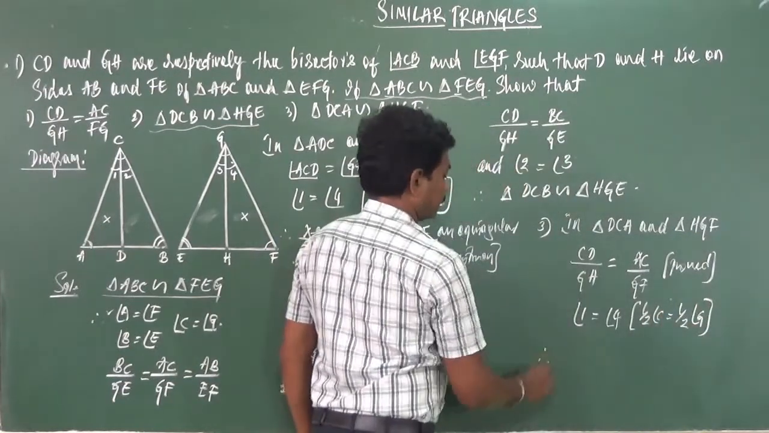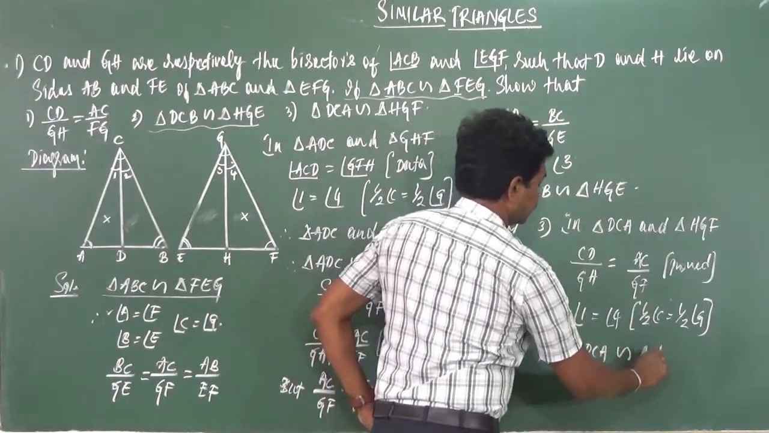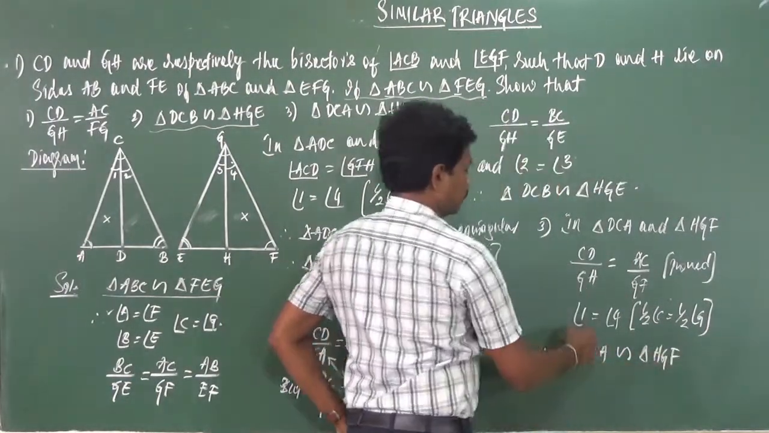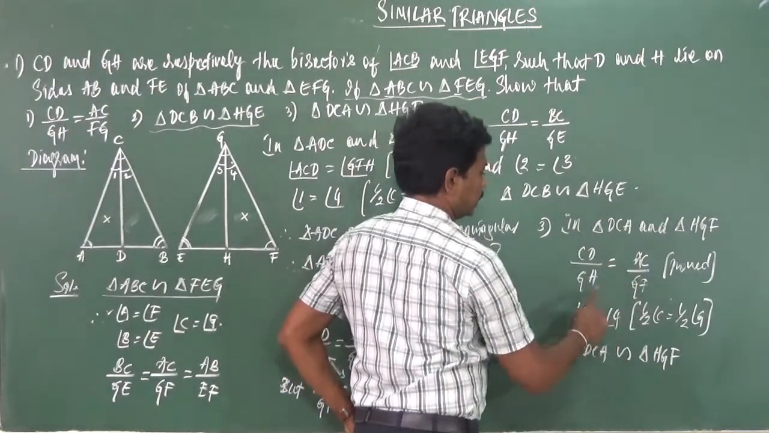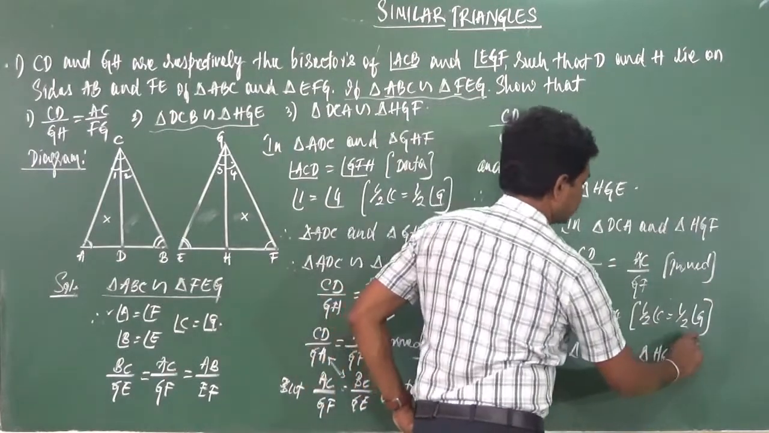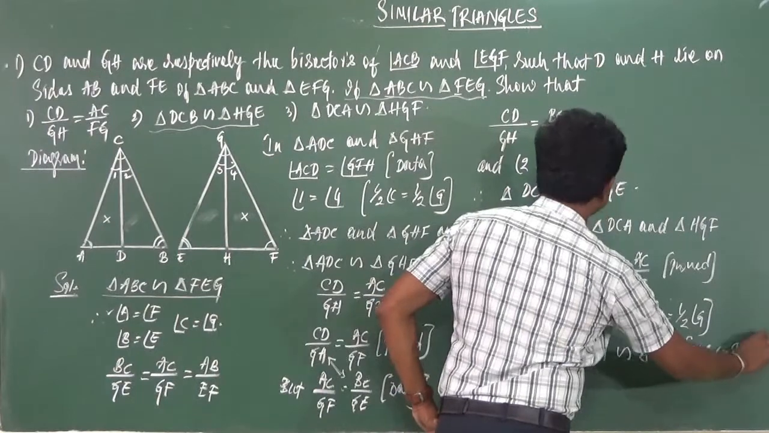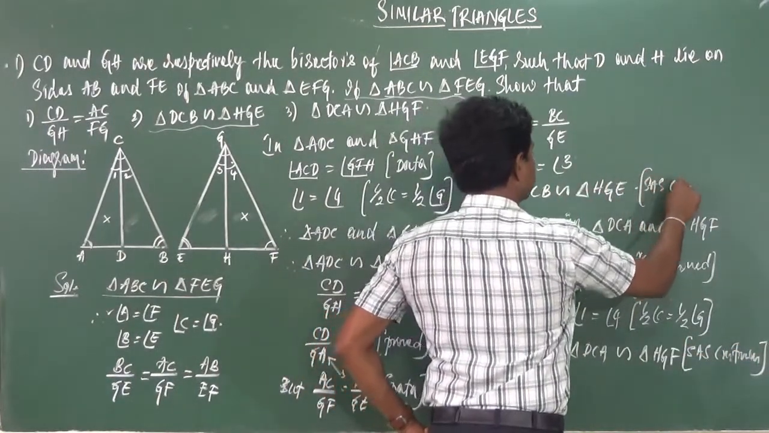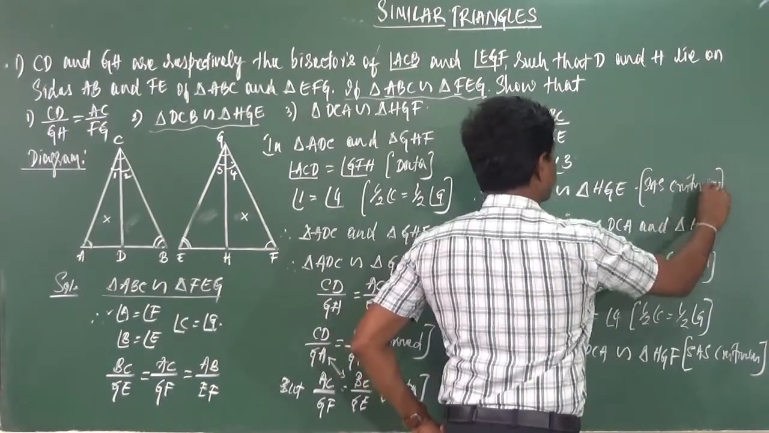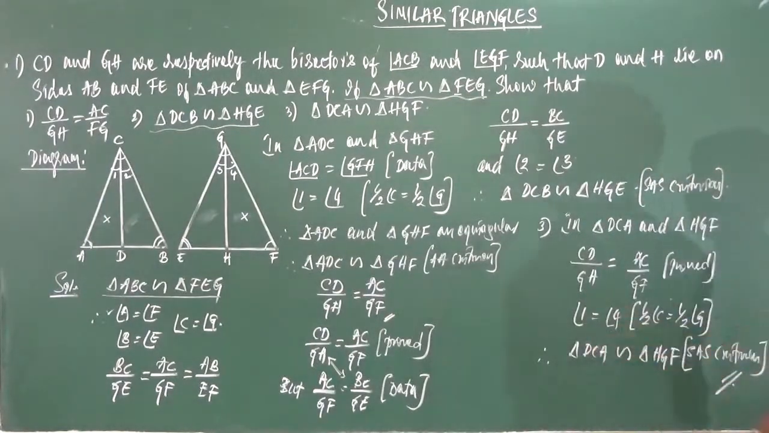So therefore triangle DCA is similar to triangle HGF because one pair of angles are equal and the sides containing this angle and the sides containing this angle are proportional. So therefore they have become similar according to SAS criterion. So here also you can write the reason SAS criterion. Right. So this is how the rider comes. This is very, very important. You have to practice. It needs a little bit of good practice.